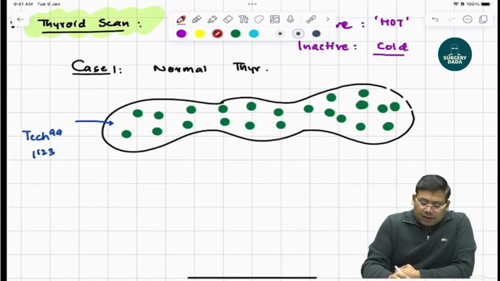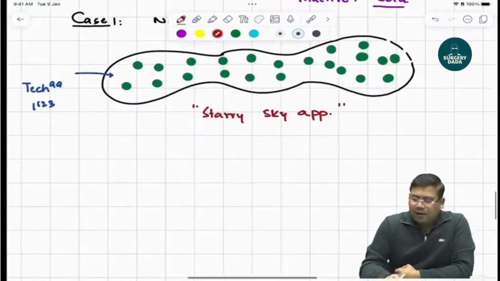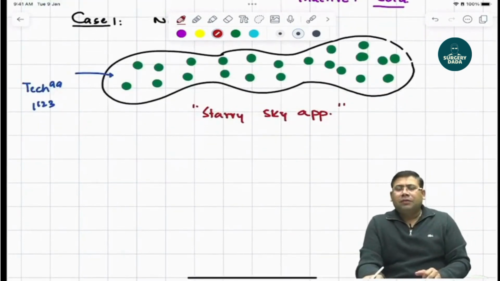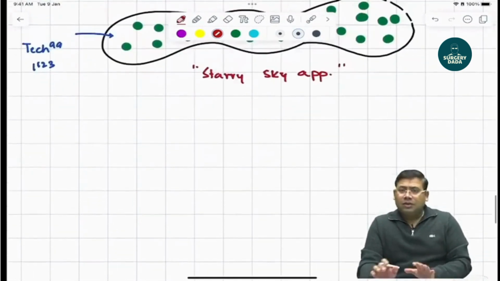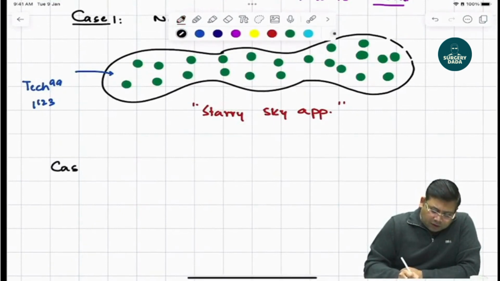And now this is what is known as a starry sky appearance. So what is a starry sky appearance pattern? The starry sky appearance is seen in patients with a normal gland. So this is absolutely normal. There is no consolidation of the contrast. Then let us talk about case 2.